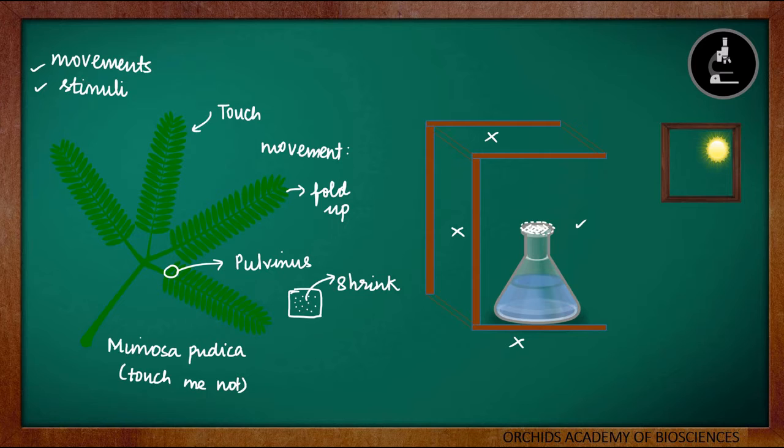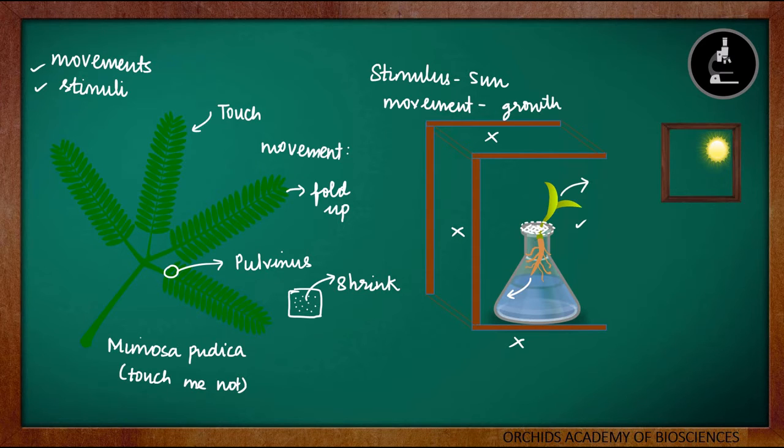Now after a few days, when we notice the growth of this bean seed, the seed will show a different kind of growth in such a way that the shoot system will be directed towards the sunlight, whereas the root system will be directed away from the sunlight. So there is a directional response to the sunlight. So here the stimulus is sunlight, whereas the movement is in terms of growth. So again there is some stimulus, which is the sunlight, and there is again some movement in the plant, which is with respect to growth.